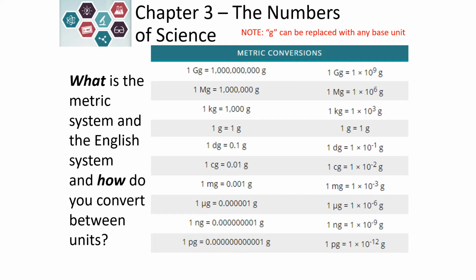So a decigram is 1/10 of a gram. A centigram is 1/100th of a gram. A milligram is 1/1,000th of a gram. A microgram is 1/1,000,000th of a gram. A nanogram is 1/1,000,000,000th. And a picogram is 1/1,000,000,000,000th of a gram. And so these are the metric system.